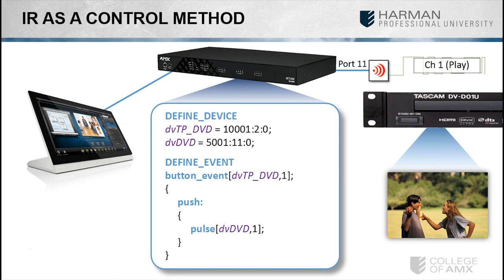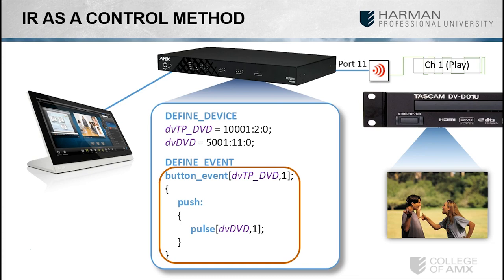For example, when the play button, channel 1, is pressed on port 2 of the touch panel, in the source code, port 2 of the touch panel is defined as dvTP_DVD, or dev TP DVD. The master gets a message that port 2 channel 1 has been pressed and looks under the event section of the compiled code for the corresponding event statement and executes it. In other words, when the button channel gets pushed, the master should pulse dvDVD channel 1.